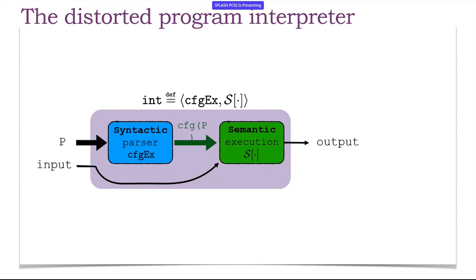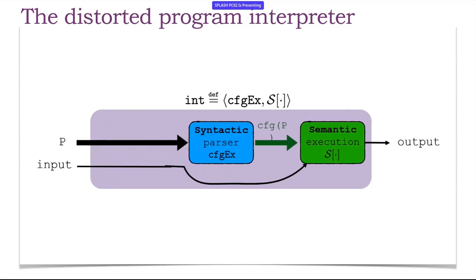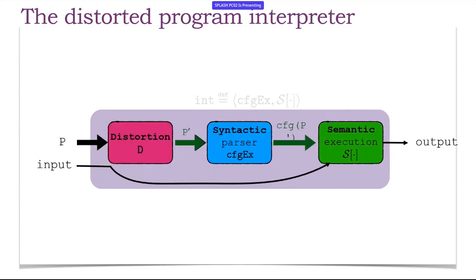Okay, now that we have a model for interpretation, we can understand where we can distort this interpreter. And the idea is just to put on top of the parser a distortion, so a model of something that is transforming the program in order to obtain a new program which is semantically equivalent to the input one, and on which we can apply precisely the same parser, the same semantic execution.